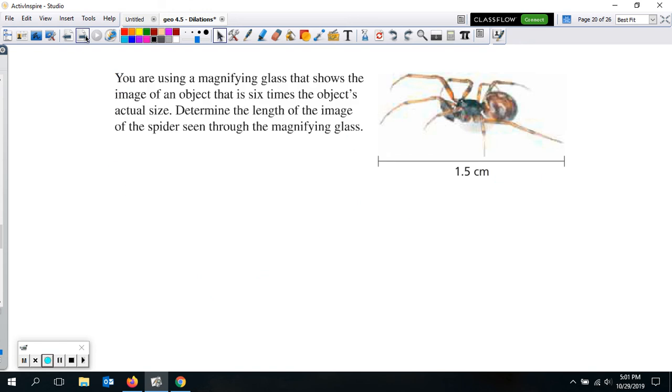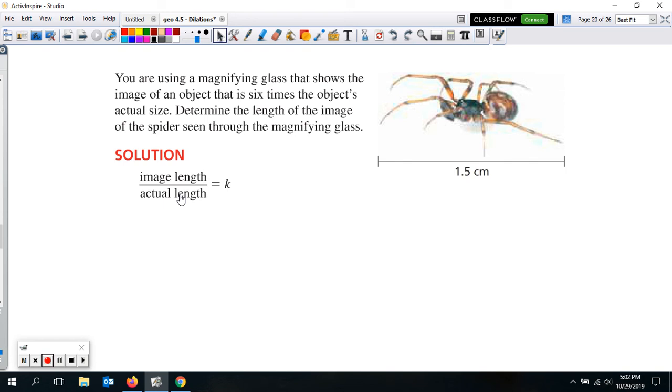Okay, here's another one, a creepy crawler, a little spider. It says you are using a magnifying glass that shows the image of an object that is 6 times the object's actual size. Determine the length of the image of the spider seen through the magnifying glass. Right here, 1.5 centimeters is your spider. So again, think of image length over actual length. The image is the new one, the actual one is the original.